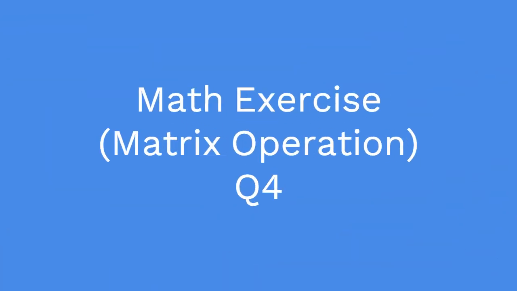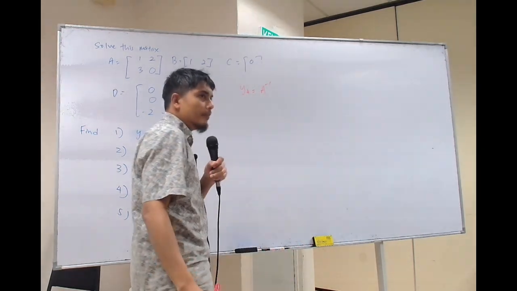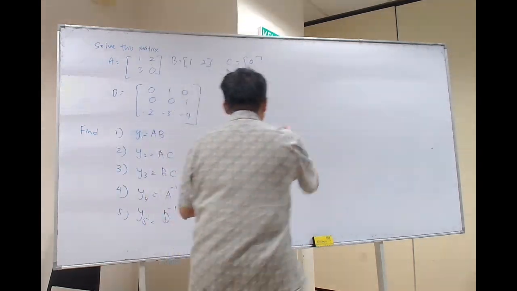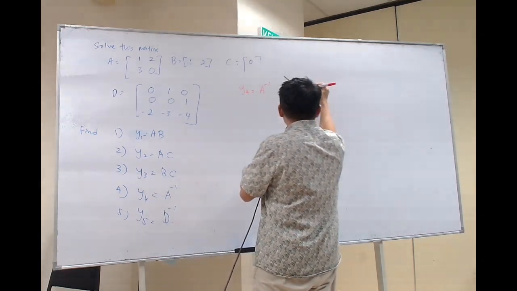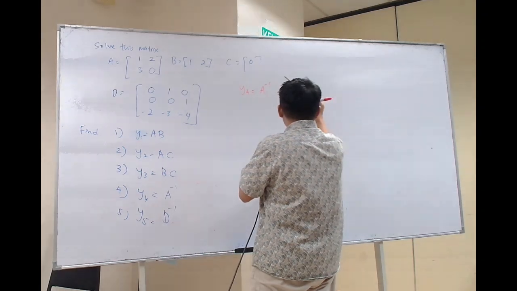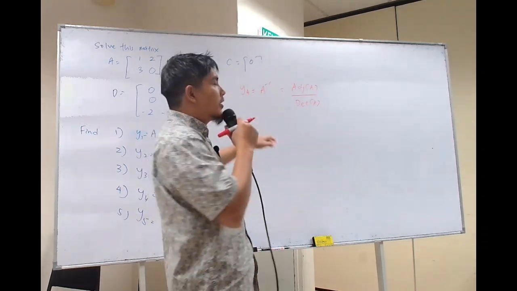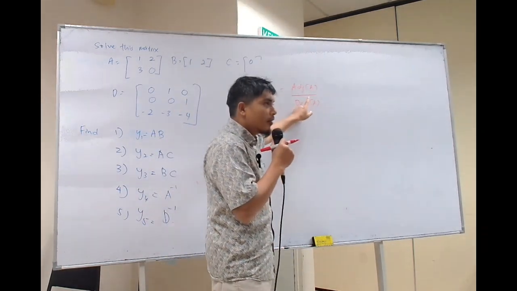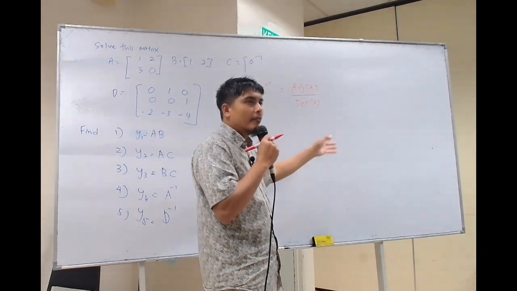Okay, so if you look at question number 4, the question is A inverse. Please keep in your mind the formula for the inverse of a matrix is adjoint of A divided by determinant of A. This is the formula. In order to solve A inverse, you must find adjoint of the matrix, and also you must find the determinant of the matrix.